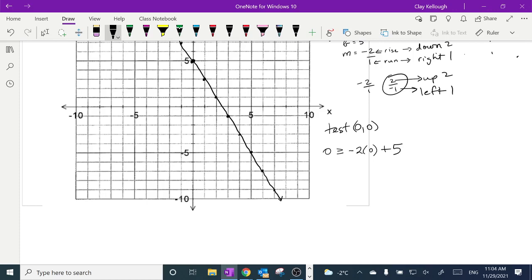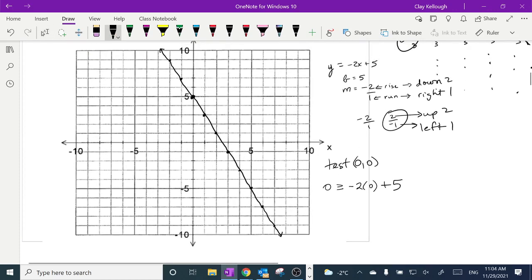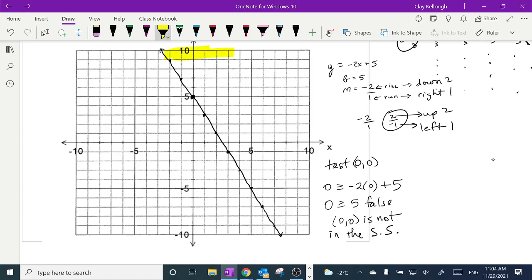Is that a true statement, yes or no? Is 0 greater than or equal to 5? No, it's false. So 0, 0 is not in the, I'll just say SS for solution set. Right, so it's not in the solution set. So don't shade the side with 0, 0. Shade the side that doesn't have 0, 0.